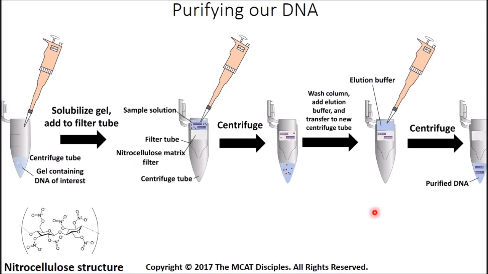Some of you might be wondering, if you're paying attention, how do I know that it is my DNA of interest that was bound to the nitrocellulose matrix and not just any old DNA that's in solution? Well, the reason I did the gel electrophoresis was to make sure I only have my DNA in solution. If we did this column chromatography before the gel electrophoresis, we would just bind all the DNA that's in solution, not just our target DNA. That's why we had to do the gel electrophoresis first.